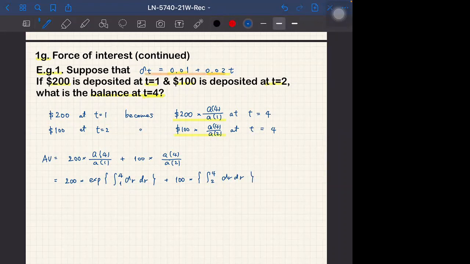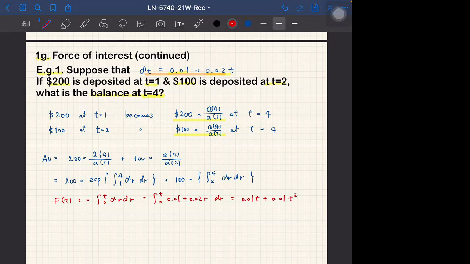Okay, so how to do that? We have two integrals with the same integrand, so we can calculate this integral first. Suppose capital F of t is defined as the integral from 0 to t of delta r dr. This is equal to the integral from 0 to t of 0.01 plus 0.02 r dr. So this becomes 0.01 t plus 0.01 t squared.